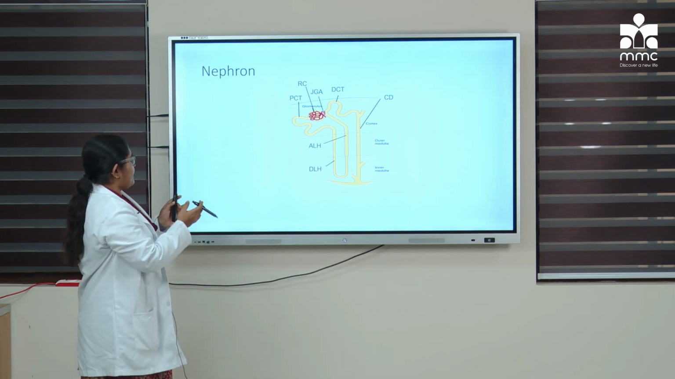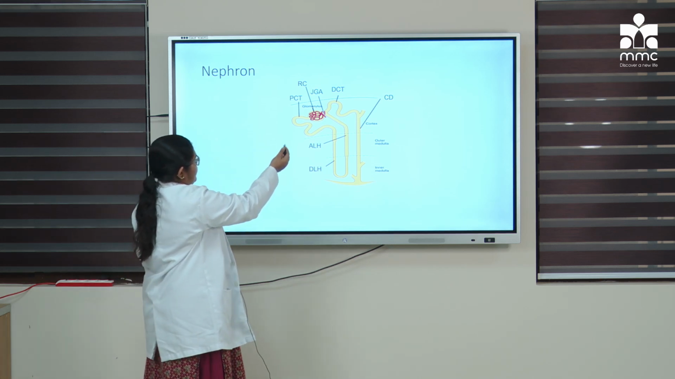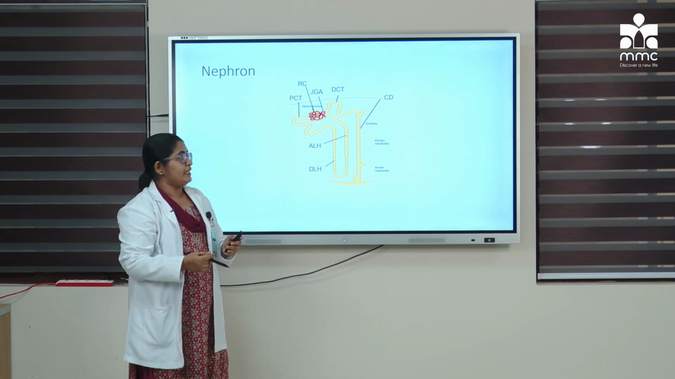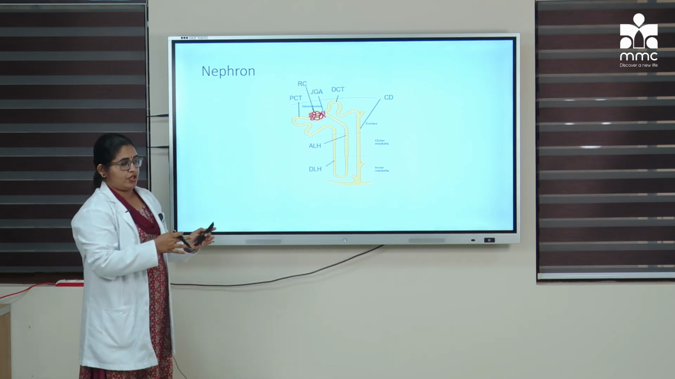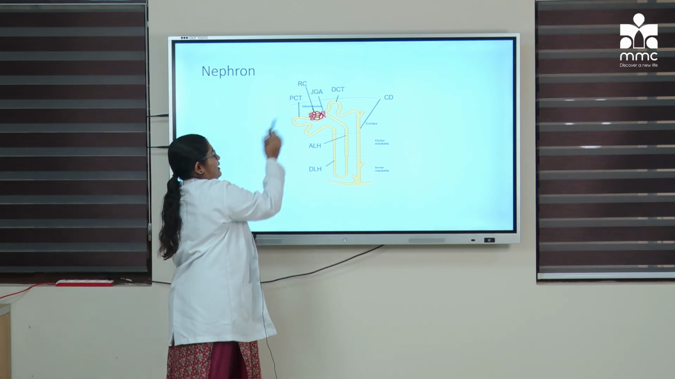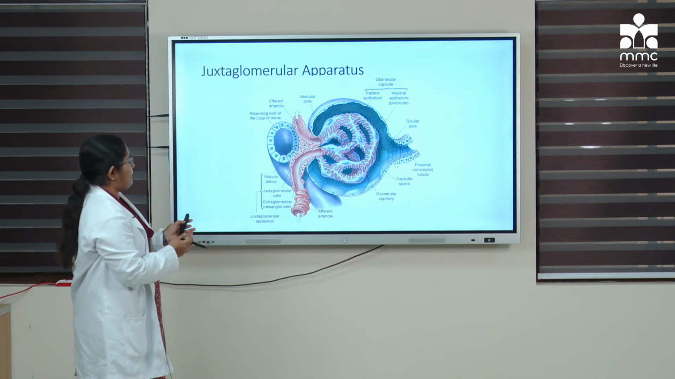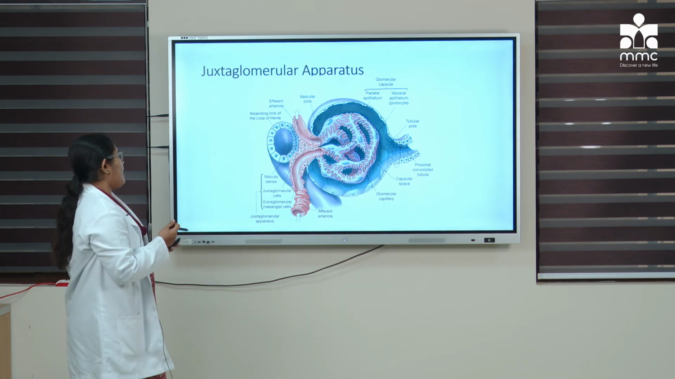This is the structure where the glomerulus comes in contact with the thick ascending limb of loop of Henle. It is a specialized structure. It has both the vascular as well as the tubular components. Here in the juxtaglomerular apparatus, we have three major parts.